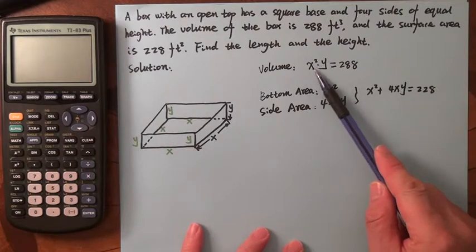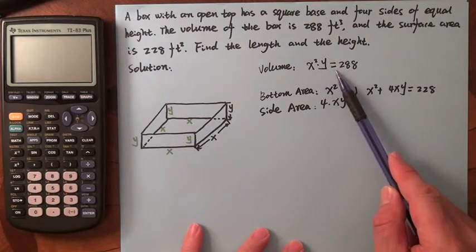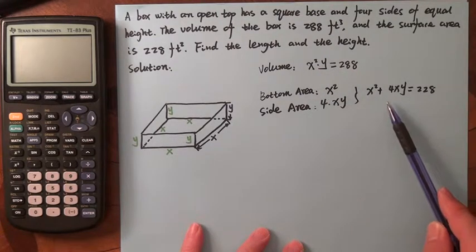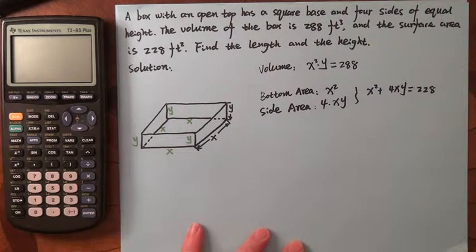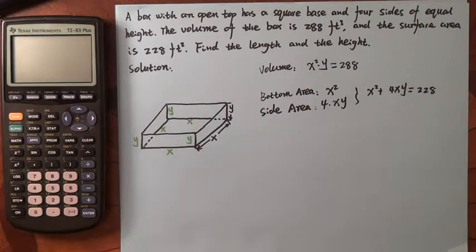Now we have two equations then. One is x squared times y is 288. Another looks a little bit complicated. So down here what we want to do is we need to use our calculator to solve this problem.